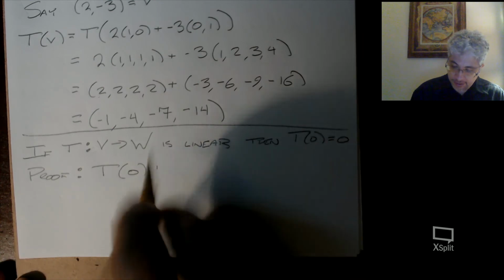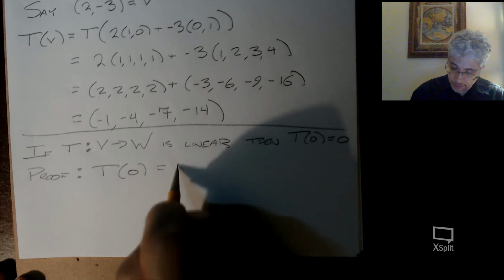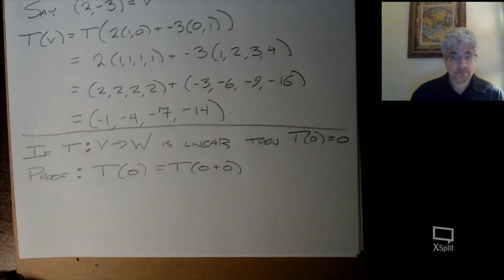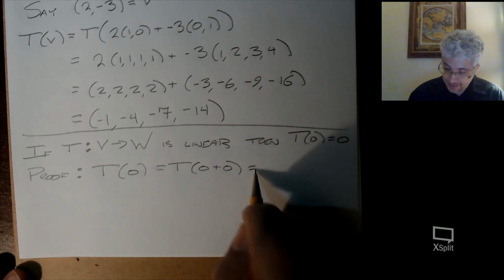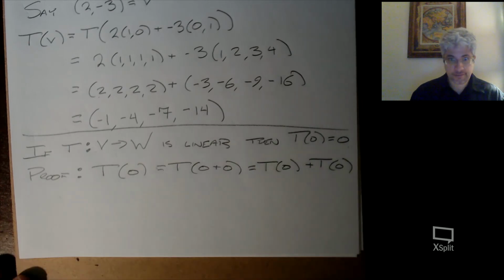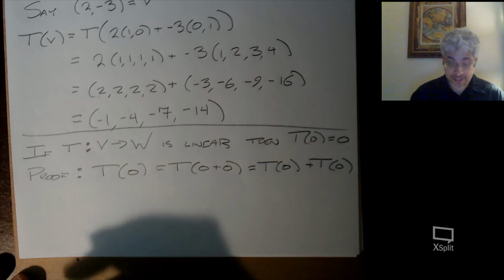I know that t of 0, which is what I have here, I'm just starting with what I have, is going to be equal to t of 0 plus 0. Okay, but t is linear. So since t is linear, this is t of 0 plus t of 0. So I know that t of 0 is equal to t of 0 plus t of 0.